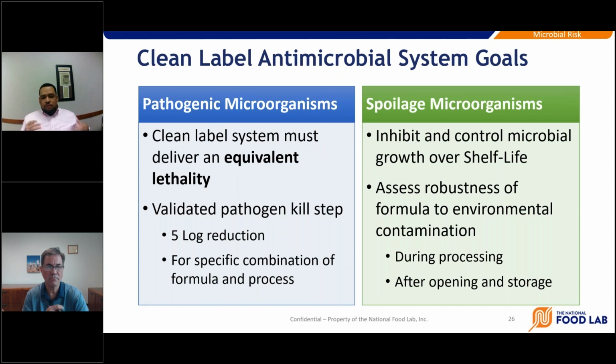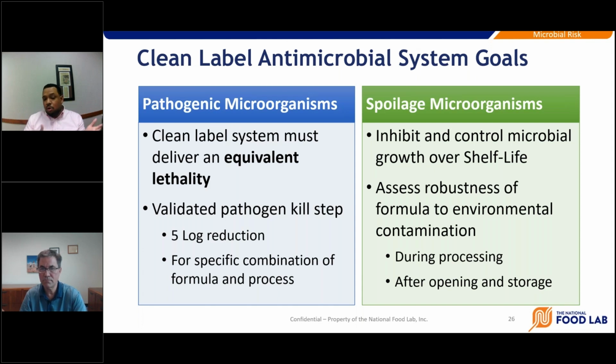So what are the goals of these antimicrobial systems? Once you put them in your product, what is the ultimate goal? Basically, your clean label system or your natural antimicrobial system needs to be able to deliver an equivalent lethality compared to your traditional system. So if you're replacing one ingredient with another, you need to make sure that you are achieving the same kill. Basically, for pathogenic microorganisms, you need to be able to deliver at least a 5-log reduction, meaning that you're going to be able to kill 5 logarithms of the specific target microorganism. And this is a combination of your formula, your process, and your antimicrobial. So you need to look at your formulation as a whole.